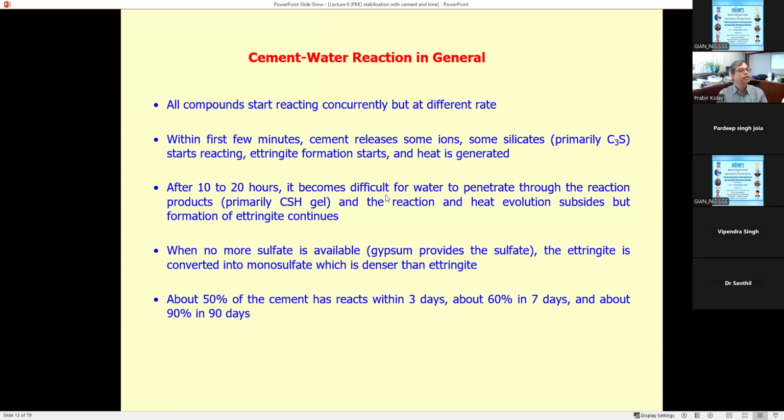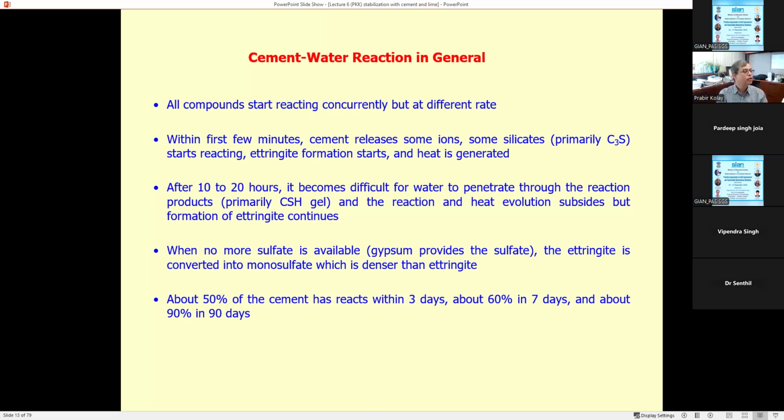After 10 to 20 hours, it is difficult for water to penetrate. Basically, it is forming a calcium silicate hydrate gel, and the reaction and the heat evolution subside, but formation of ettringite continues. Okay. So again, ettringite is not good for sulfate, when the clay has a lot of sulfur. Ettringite forms flower-type structures. It increases its volume. That is not good. So when no more sulfate is available, gypsum provides the sulfate, and the ettringite is converted into monosulfate aluminate, which is denser than ettringite. This is much more stable.